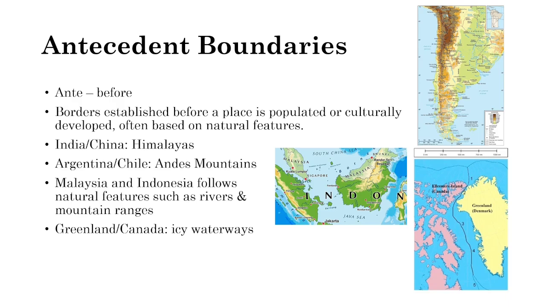So all these are physical features, physical parts of the environment that divide these countries or these different entities and create the boundaries. So if you're taking the AP exam or just a test in your class, if you are given a boundary and it's a physical feature, you should be thinking antecedent boundaries.